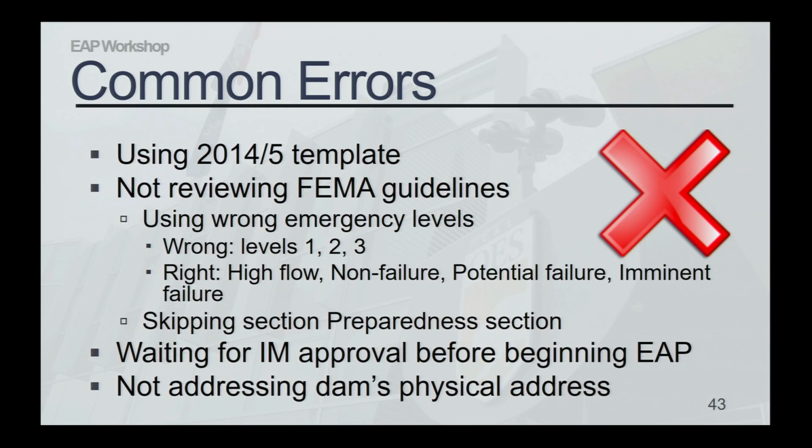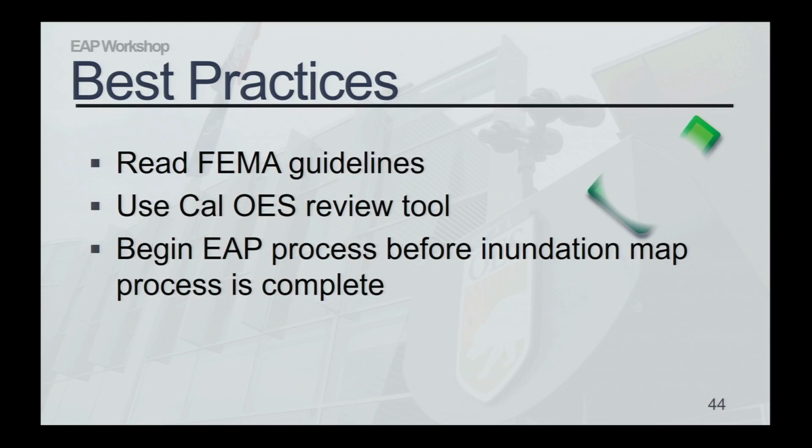So let's end with a positive note and some best practices. Best practice: read the FEMA guidelines. It's way better than the legislation. The federal guidelines for dam safety, Emergency Action Planning for Dams, is your number 1 resource. It's available online. There is a link from the Cal OES website. You can also find it with an internet search. It's easy to read, it's simple, it's very clear.